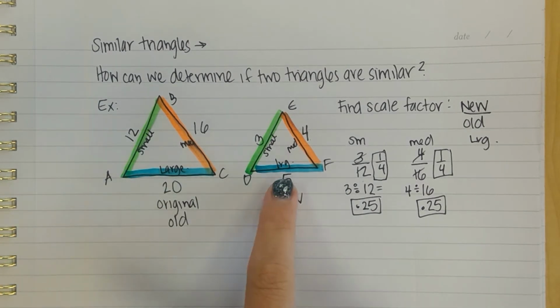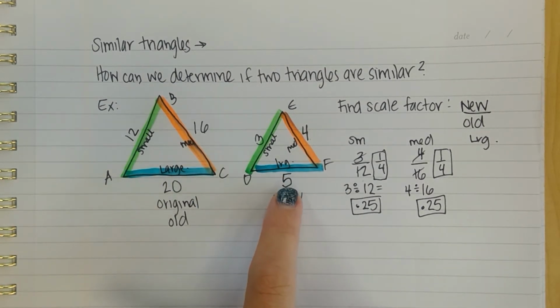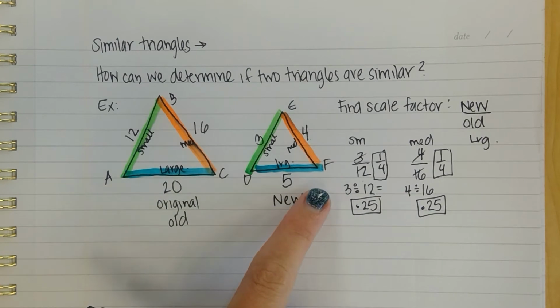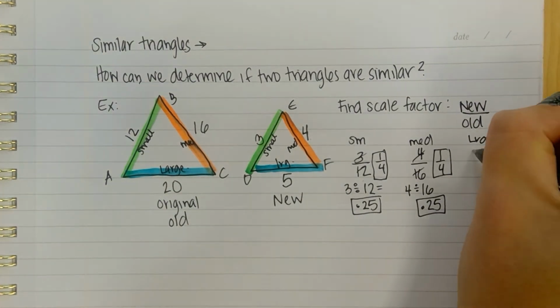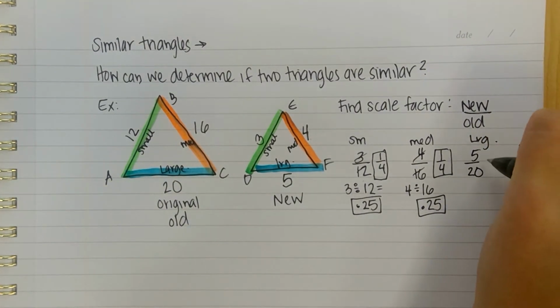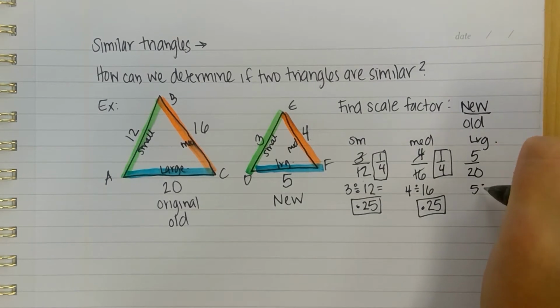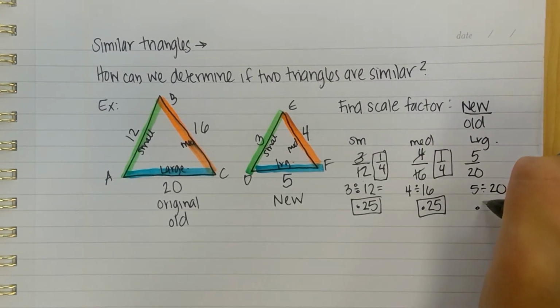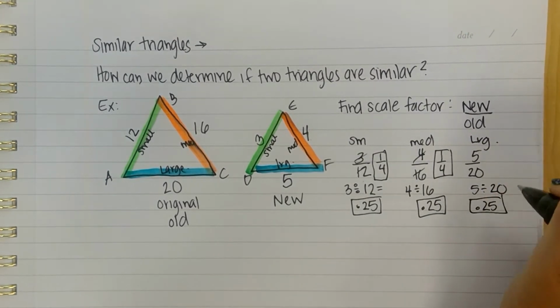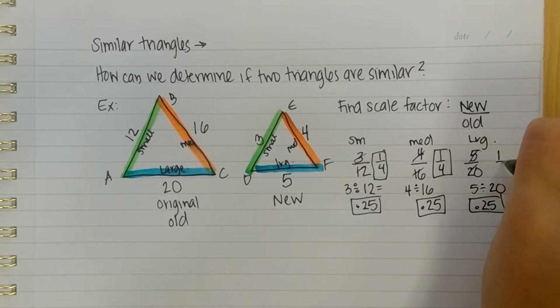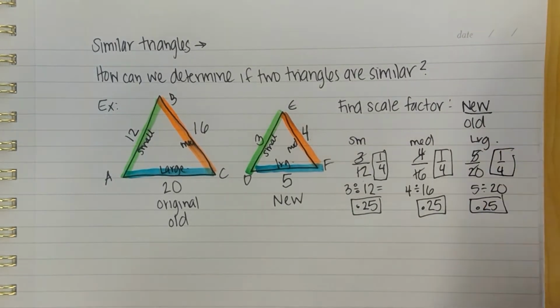Same thing with our large, or the longest side. My longest sides are the blue sides. The new one is 5. The original is 20. 5 divided by 20 is 0.25. 5 over 20 is 1/4 as well.